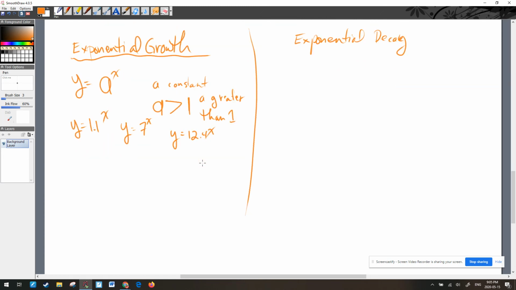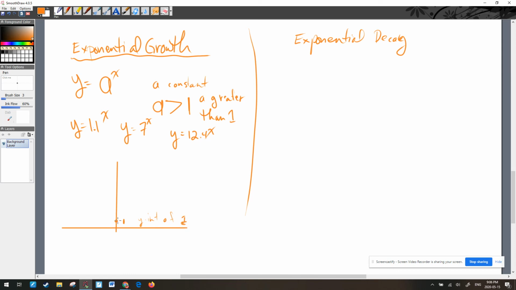Now, what's special about that? All exponential growth equations basically look the same. They're all going to get bigger the further to the right we go. And I'm kind of lying here. If they're of this form, they're always going to have a y-intercept of 1. So it's got a y-intercept of 1 for now.